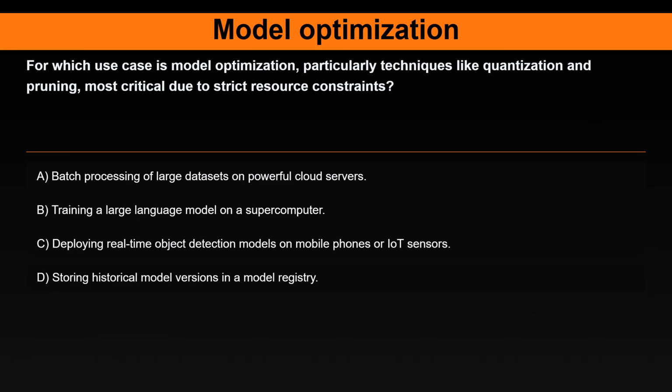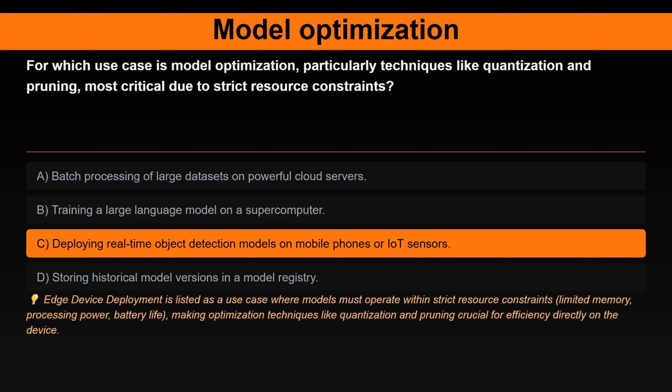Question 3. For which use case is model optimization, particularly techniques like quantization and pruning, most critical due to strict resource constraints? Option A. Batch processing of large datasets on powerful cloud servers. Option B. Training a large language model on a supercomputer. Option C. Deploying real-time object detection models on mobile phones or IoT sensors. Option D. Storing historical model versions in a model registry.